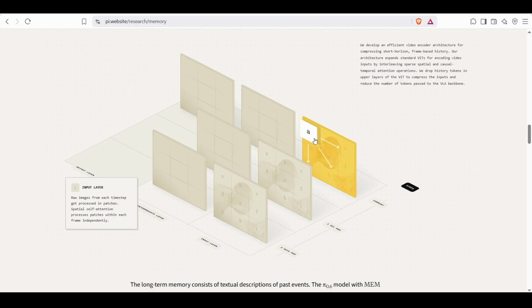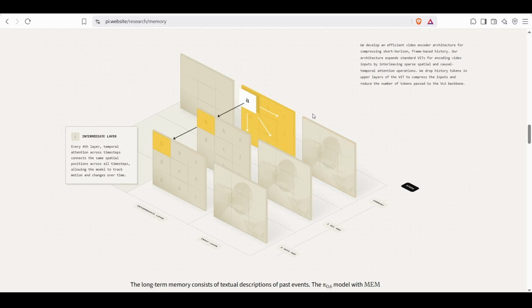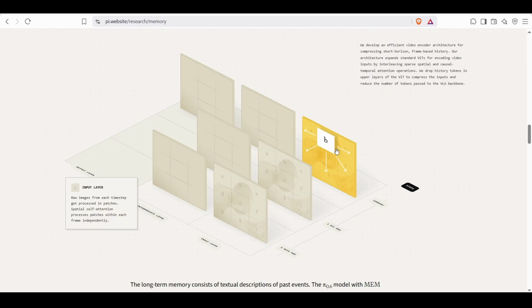This happens over, for the vision model used, 12 layers. So it does spatial attention for 12 layers. At one layer, it'll do spatial attention, and then it'll do all its other things, and then do spatial attention again. So it'll continuously look over these patches to effectively understand what's happening in the images spatially.